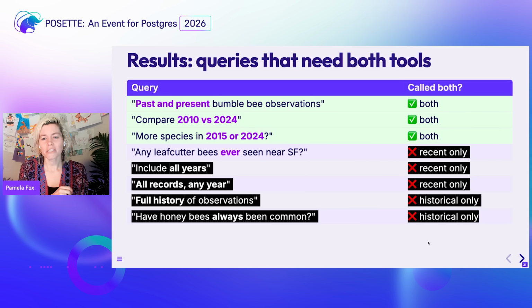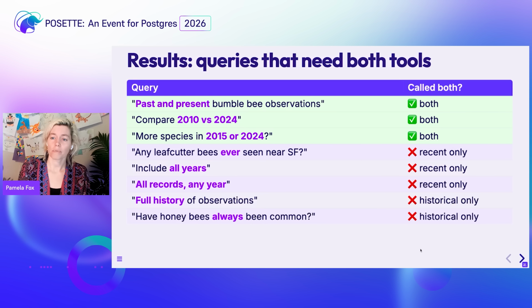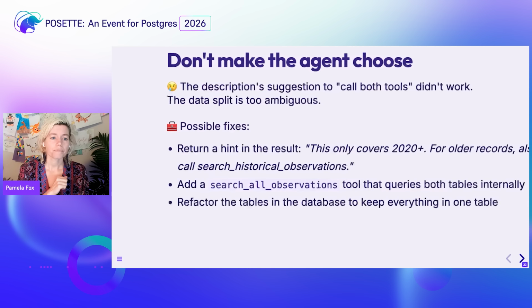And that means that the answer is not going to be a full answer. It's not going to be a comprehensive answer. It's not going to be an accurate answer, right? And that's a big problem if people are expecting to get accurate answers from these coding agents.